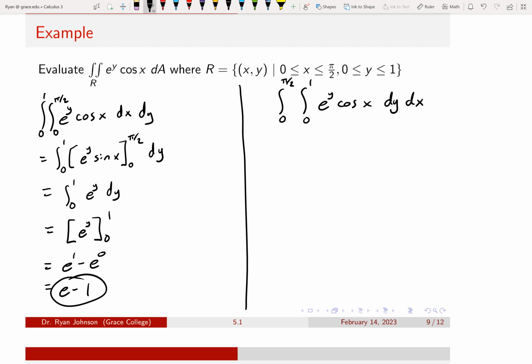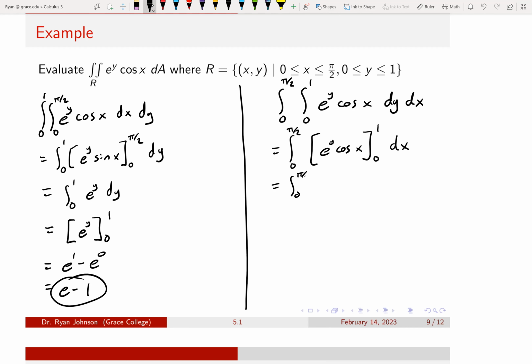Okay, let's do it the other way. So we'll do 0 to pi over 2. We'll integrate with respect to y. So integrating with respect to y, the cosine x I treat like a constant, so it just hangs out. And then the integral of e to the y is still just e to the y. So e to the y cosine x from 0 to 1, and I still got the dx on the outside.